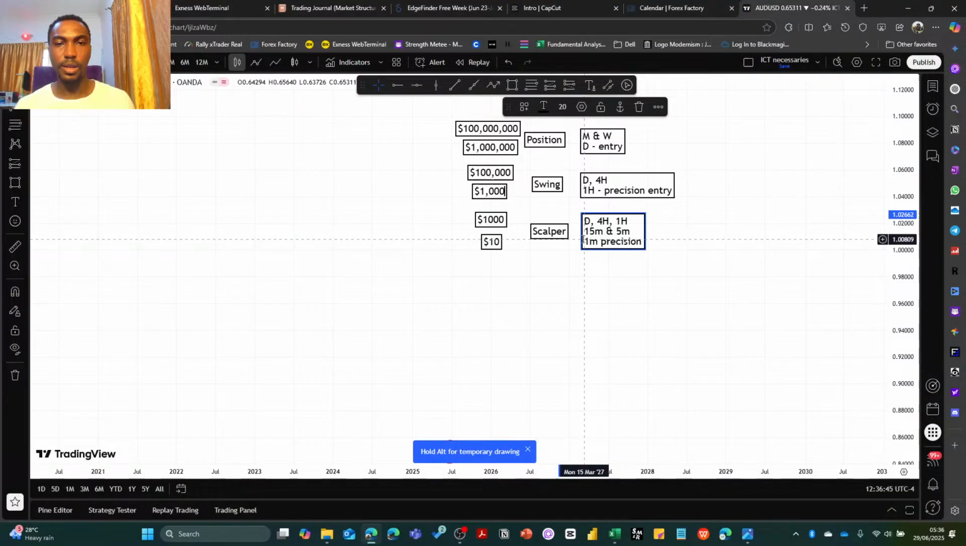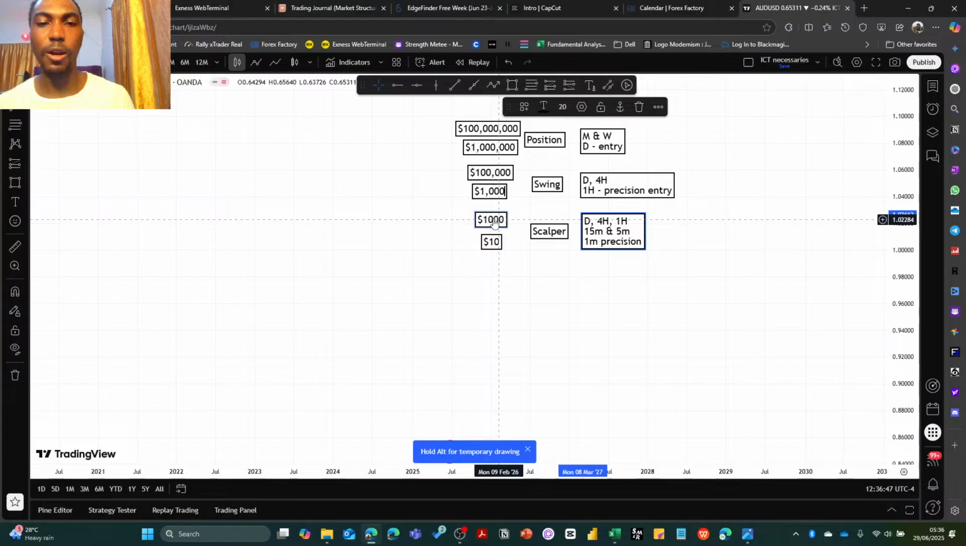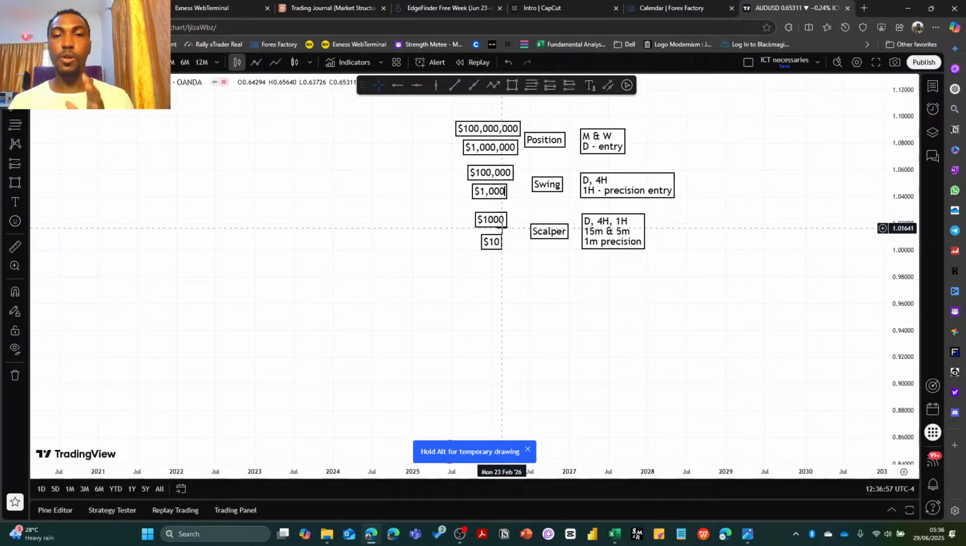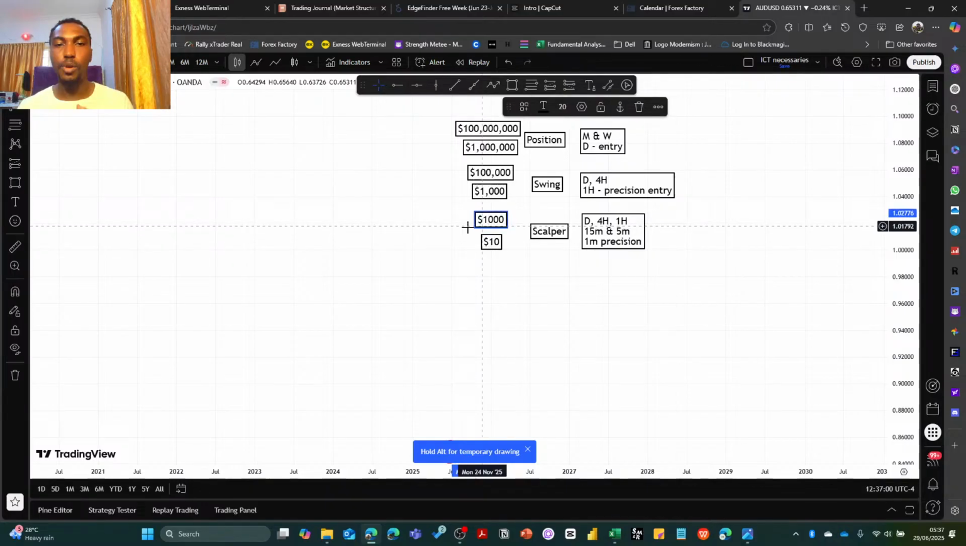Now, I see a lot of scalpers wanting to use above the $1,000. It is fine. What this is here for is not your benchmark. It's not a benchmark of your maximum. It's more like a benchmark for your minimum. $1,000 minimum.